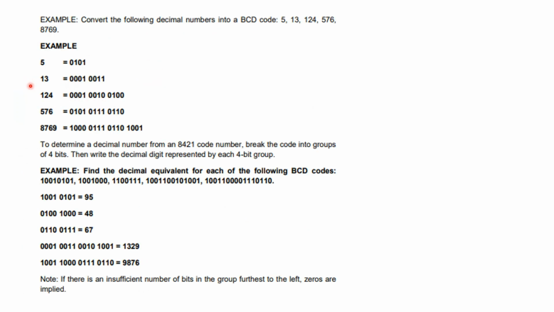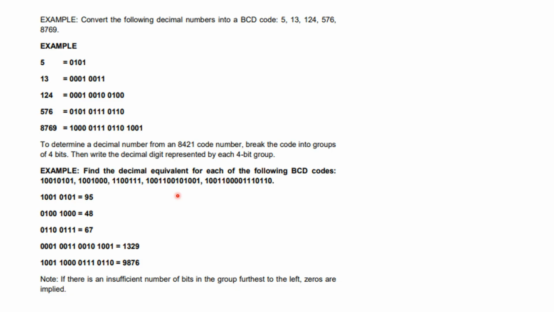For example, you convert decimal to BCD code: 5, 4-digit, 1, and what's the equivalent of 1? This one. What's the equivalent of 3? It's this one. So, groups of 4. For example, 124, you just literally give the value of 1, the value of 2, the value of 4. So it's just groups of 4.